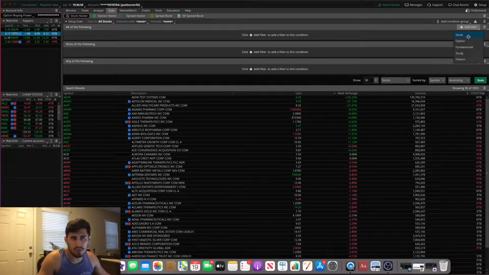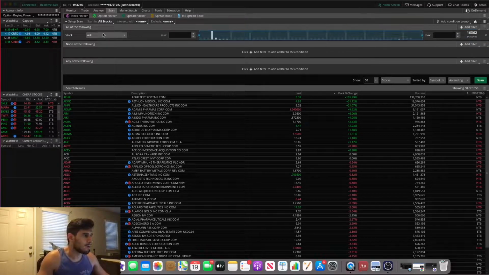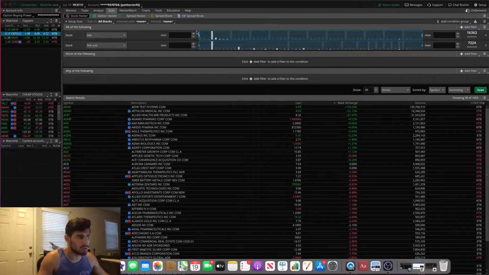You're going to add filter. We're scanning for stocks, so that's what we're going to choose. You have the option to scan for options, right? But we're specifically scanning for stocks. So right off the bat, I'm going to tell you that I only use two filters. So I'm going to go ahead and put two criteria that I'm going to search for.